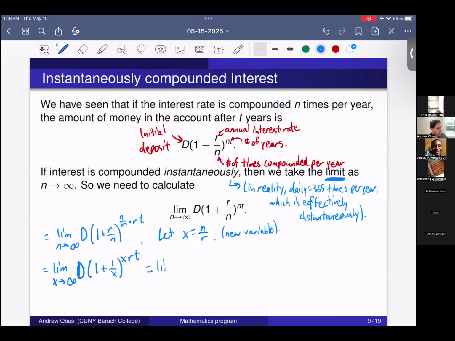Now I'm going to do something that should not be controversial. I'm going to say this is d times 1 plus 1 over x raised to the x, and then that whole thing raised to the rt. All I'm doing here is using the laws of exponents to say instead of raising to the xrt, I'm going to first raise to the x, and then raise to the rt. And now I'm just going to pull out a d, because the d is just a constant. So d times the limit as x goes to infinity of 1 plus 1 over x to the x, all of this raised to the rt.